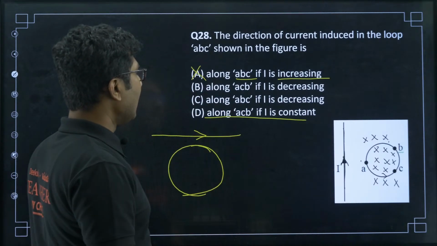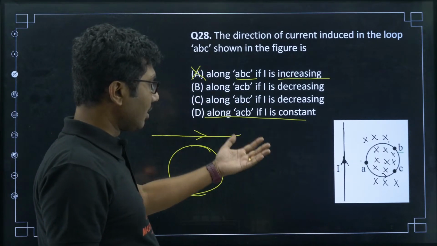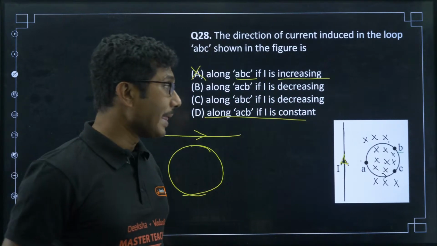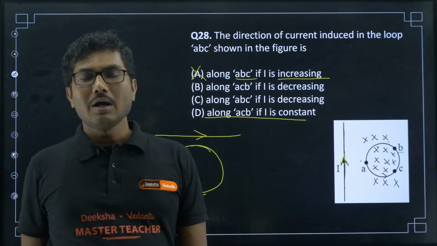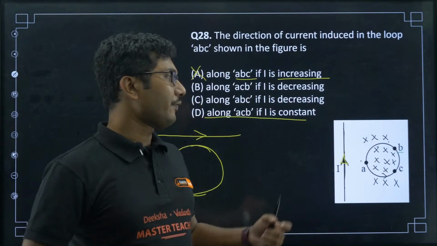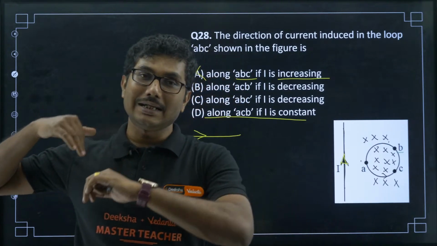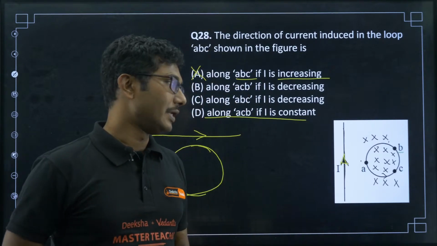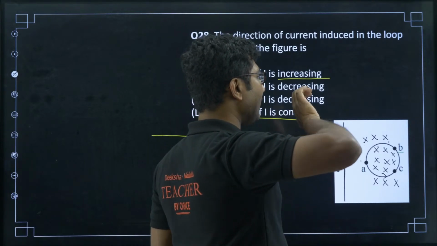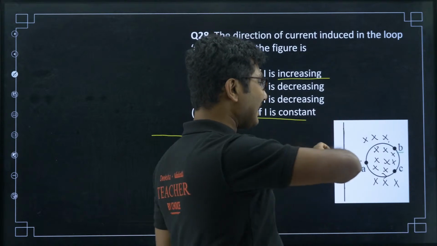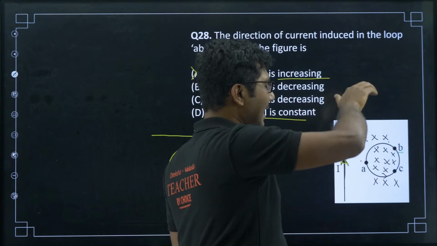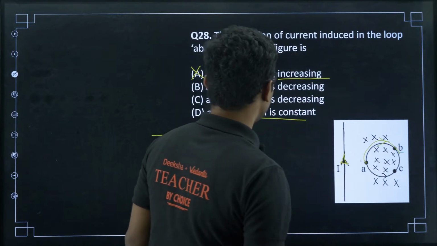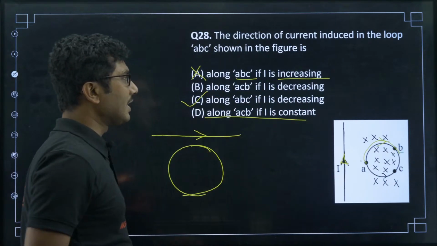Okay. And let us see what about decreasing. Now if the current is decreasing, then it will try to support the existing magnetic field. That is the beauty of it. If the current increases, it opposes the existing magnetic field. If it is decreasing, then it supports the existing magnetic field. So in that case, the magnetic field will be into the page, current decreasing, that means the current will be in the direction A, B, C. So it will be in the direction A, B, C. Okay. So along ABC, if the current is decreasing.